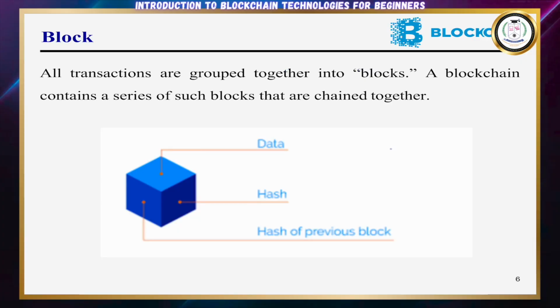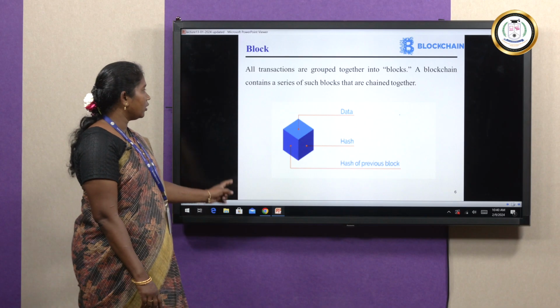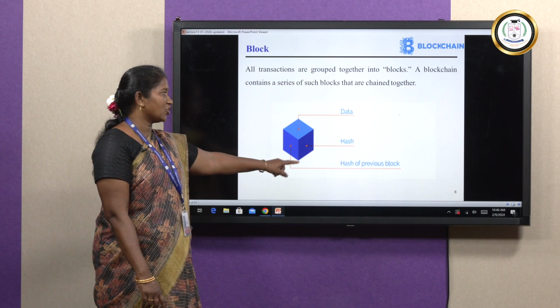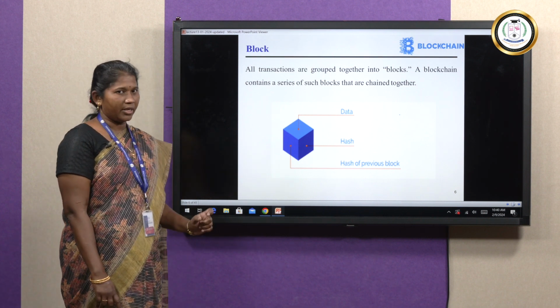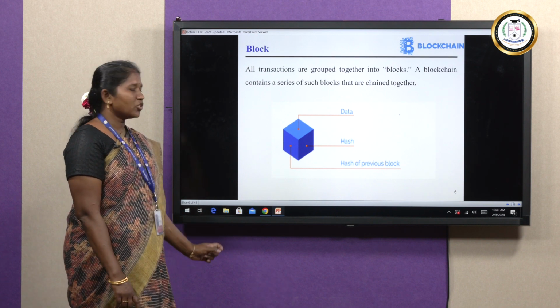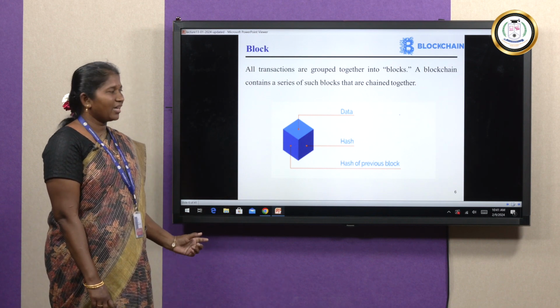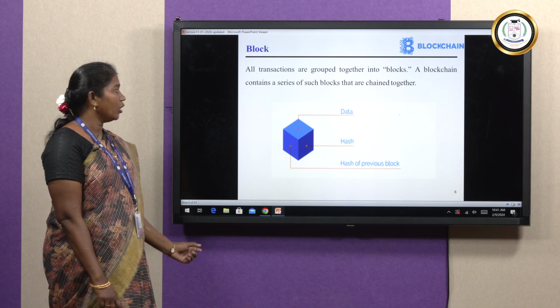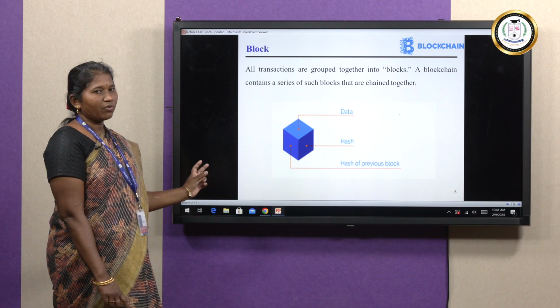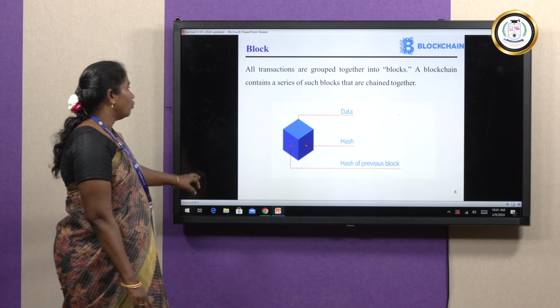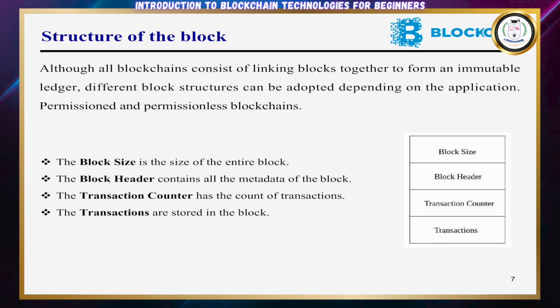So here all transactions are grouped together into a block. Here it contains data, hash and then hash of the previous block. So the data that we create is stored here, and the hash, which is the cryptographic hash generated by the blockchain, will be included here, and the hash of the previous block. So the previous block's hash value is also mentioned in this block. And this is the overall structure of the blockchain.